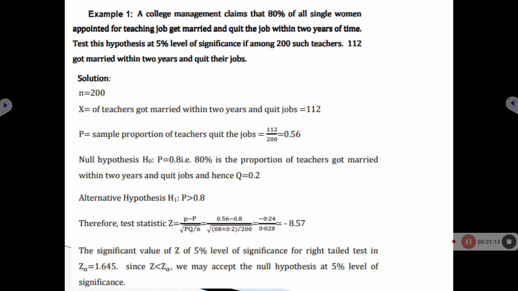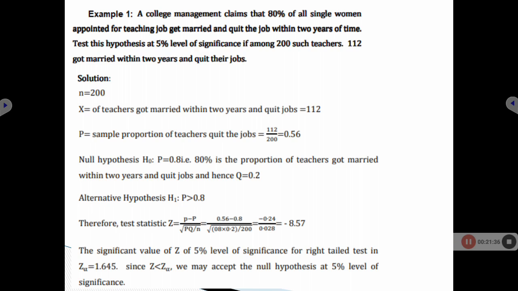So the alternative hypothesis: they have given that P is equal to 0.8, this is what the college management claims. Now we are taking that it may be greater than 0.8, that is, it may be greater than 80%. So H1 is P is greater than 0.8. So we are going for our single tail test.